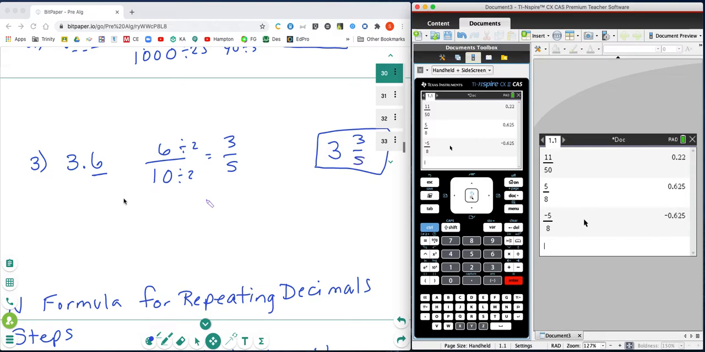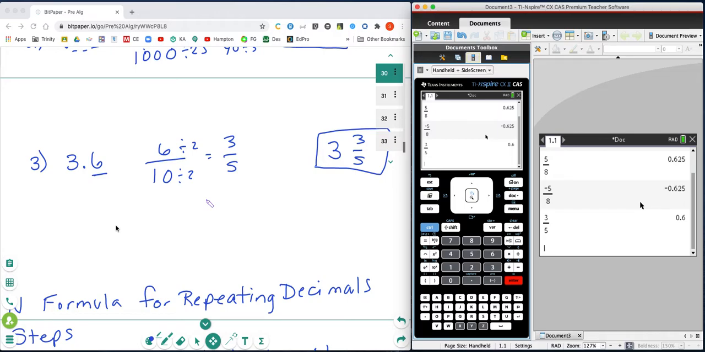3 is equal to 3, so all I need to do is check my 3/5. I go to my calculator, Control, Divide, 3, arrow down, 5, Control, Enter, and you see that my 0.6 and my 0.6 decimal match. So that means 3 3/5 is the equivalent fraction to 3.6.